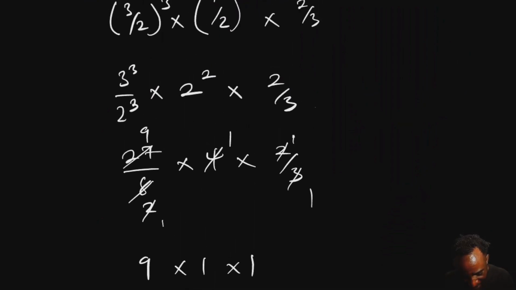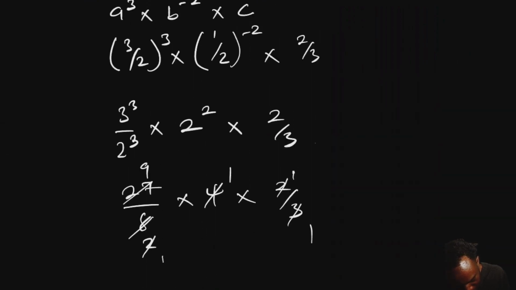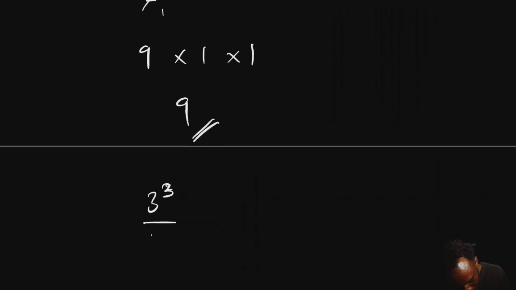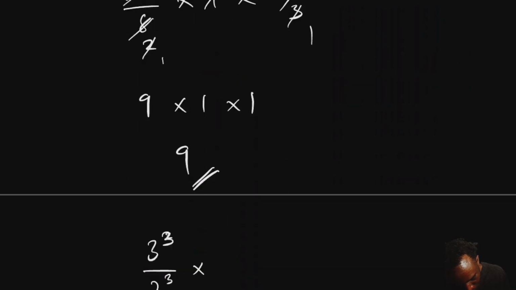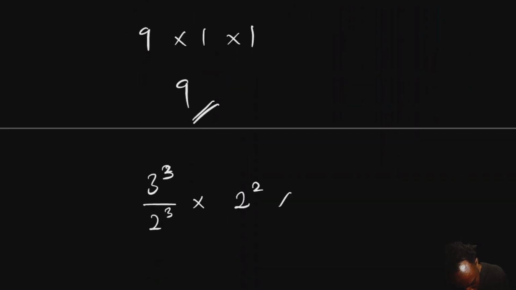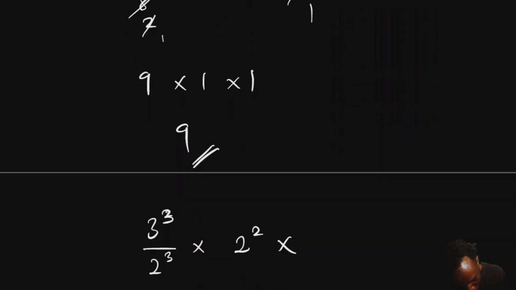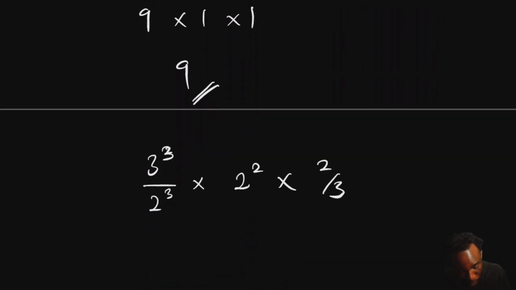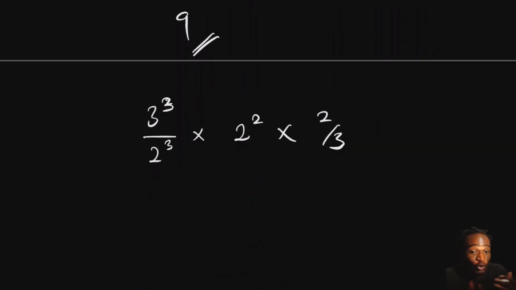Or let's just do it the other way around, what I was suggesting. So let's say we had 3 raised to the power 3, and 2 raised to the power 3, I guess, times 2 raised to the power 2 times 2 over 3. We could also do it another way and also utilize or practice the laws of indices.